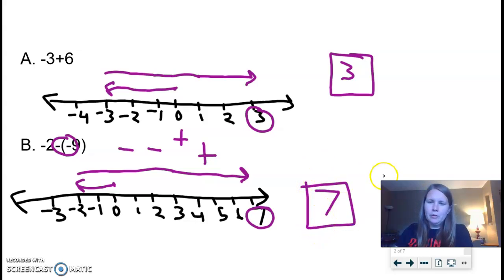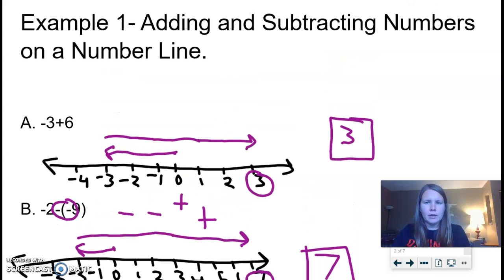So that is one way that you could solve problems like this, using a number line to help you solve the problem.